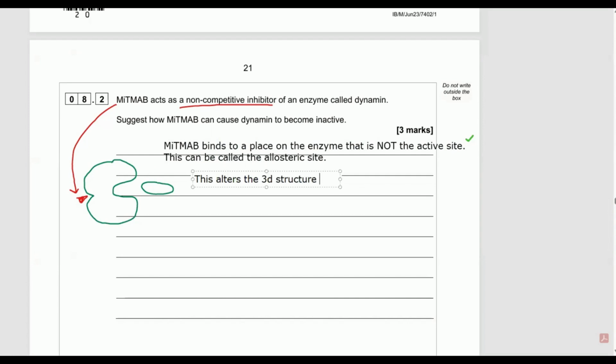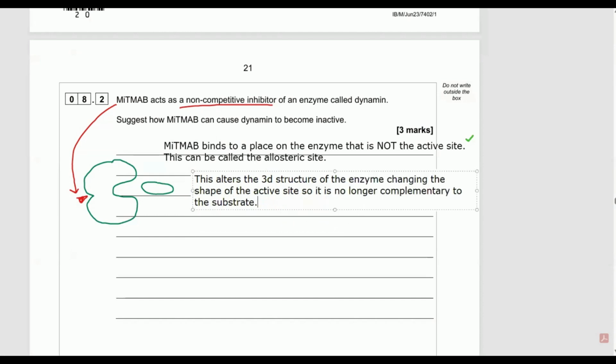So you can slightly shorten down what you've got to write. And what does that do? Well, that alters the 3D structure of the active site. Well, it alters the tertiary structure, the 3D structure of the enzyme, and therefore it alters the shape of the active site, and the active site is no longer complementary to the substrate.